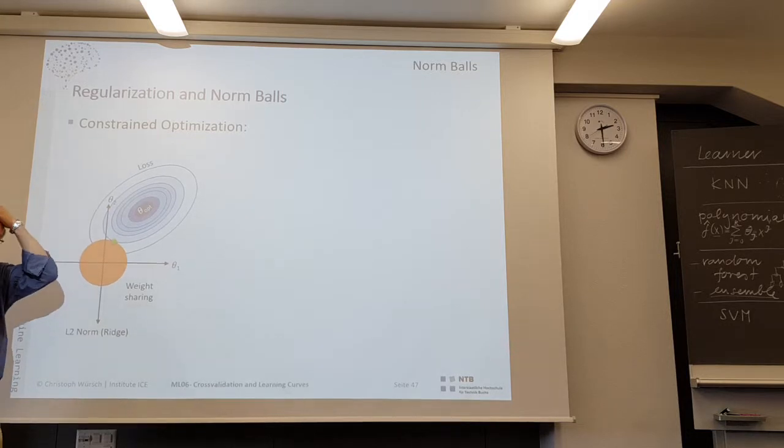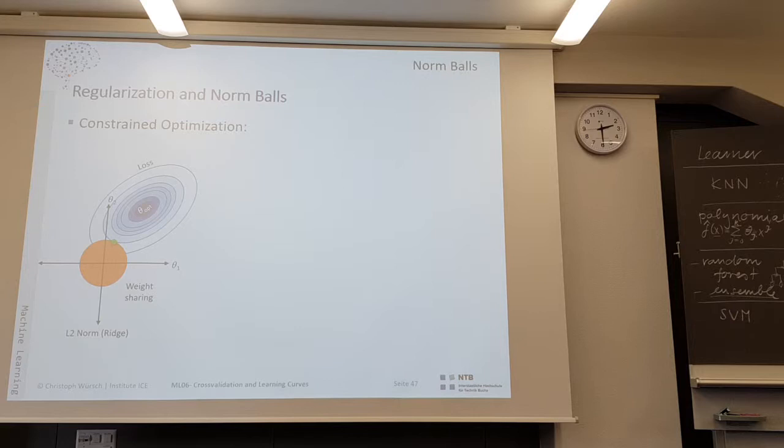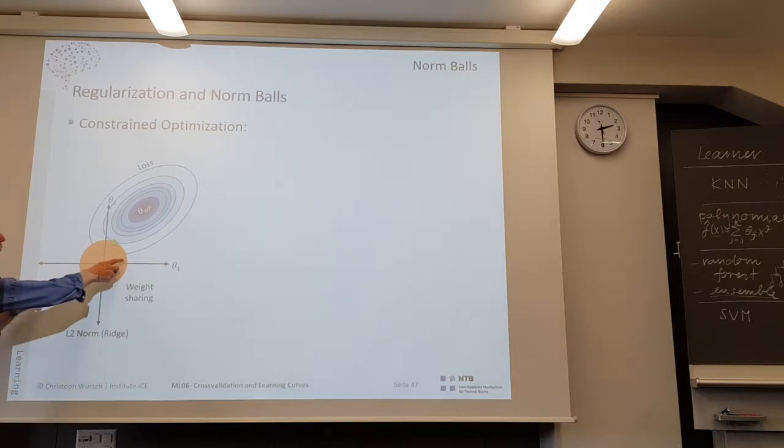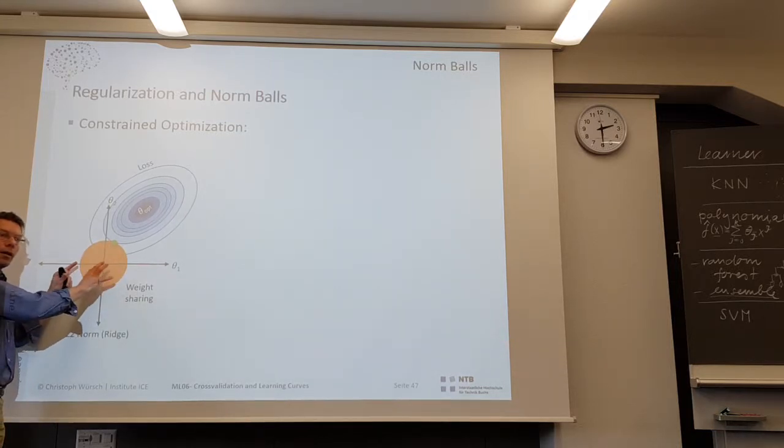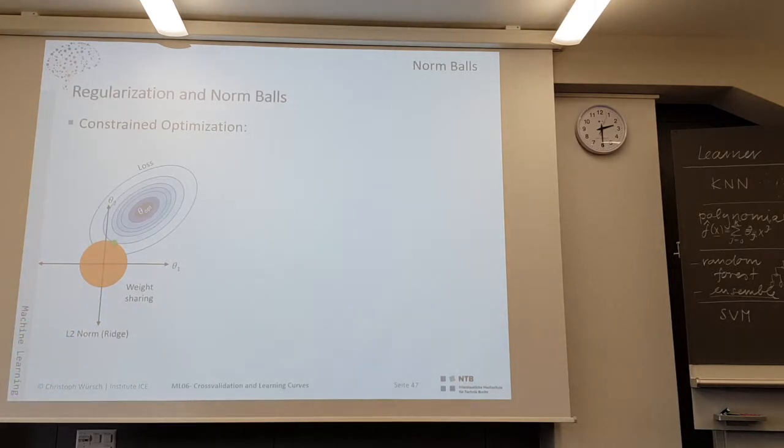Now what does this regularization do? We say the norm of θ is limited, and the norm of θ is the sum of the squares of all components. And this is a hypersphere. x1 squared plus x2 squared plus x3 squared is equal, let's say, to 1. This gives a ball, a sphere in a p-dimensional space. And we say this is limited. All θ parameters must be within this sphere.